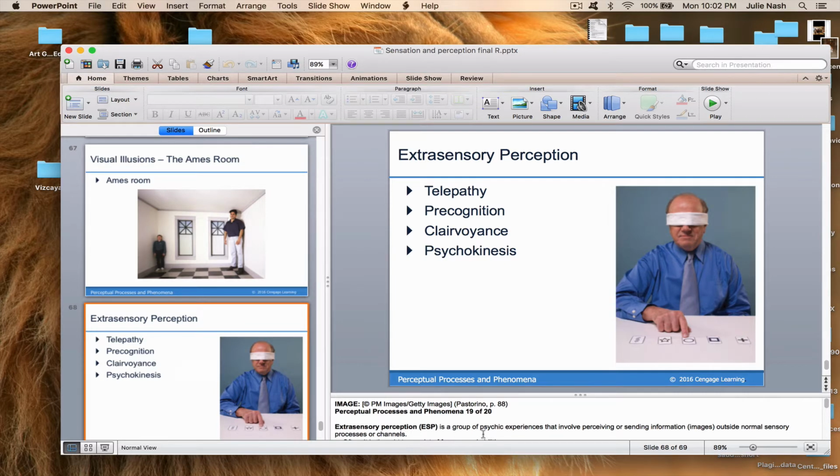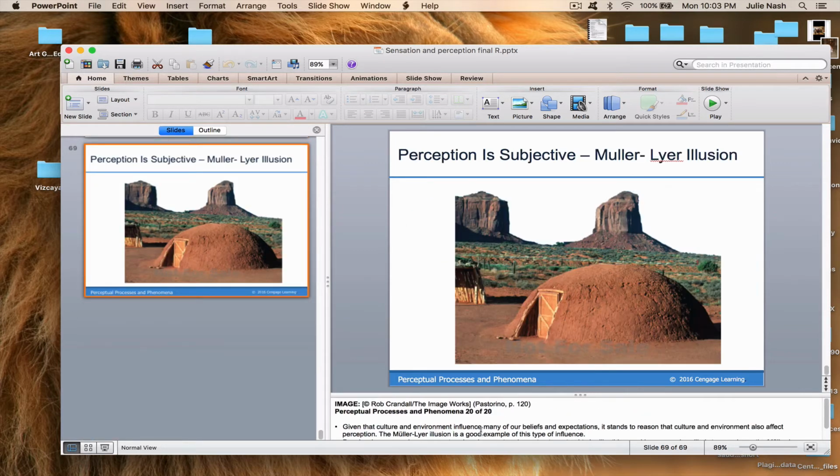Extrasensory perception. If you go down here, you'll see all the definitions for each one of these different types of ESP. And research, unfortunately, does not support this. There's been maybe a couple cases where it indicates something, but for the most part, it shows us that this can't be, it's not true. So that's all I'm going to say about that. I'm not going to test you on these definitions.